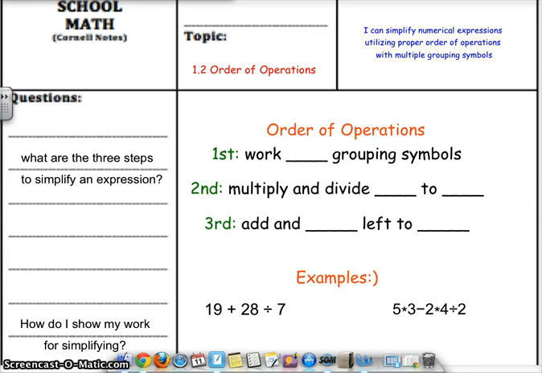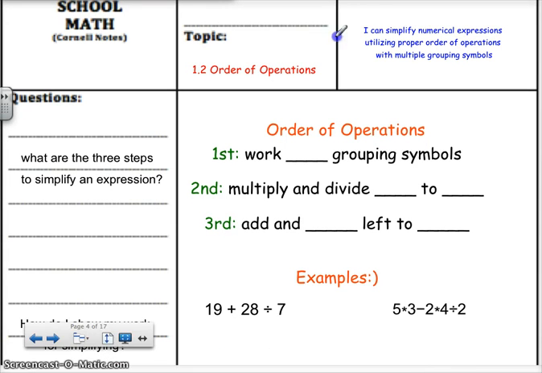1.2. Our topic is order of operations. Your learning target today: you are going to be able to simplify numerical expressions utilizing proper order of operations with multiple grouping symbols. That just means you're going to be able to apply the order of operations to figure out the right answer. So let's go through the steps at first.